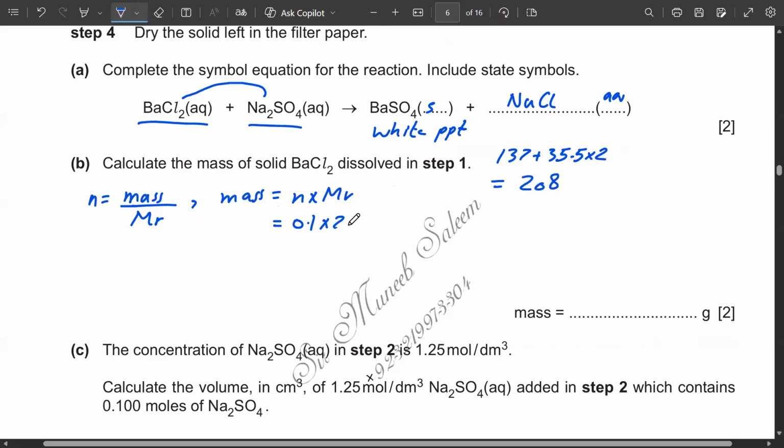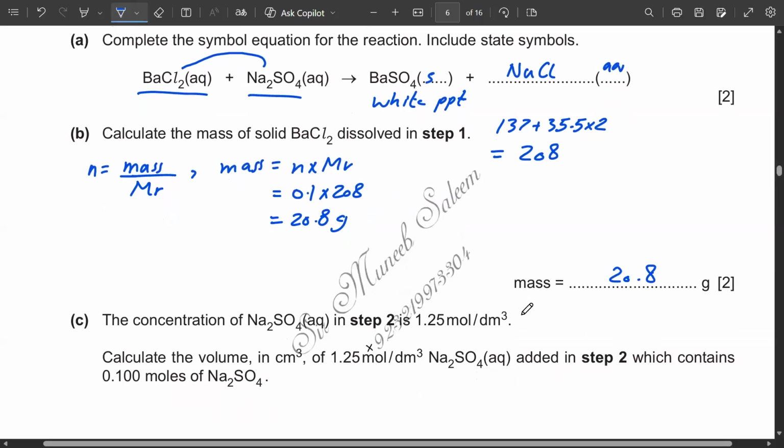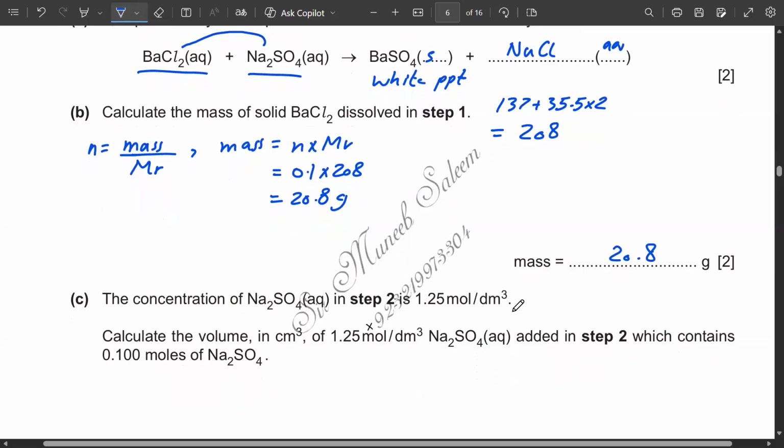Multiply this 208 with 0.1. So the answer is equal to 20.8 gram. So 20.8 gram is used. If it is clear, that's fine. If not, you can let me know.